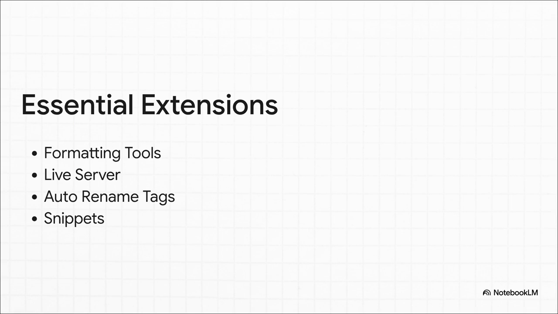Beyond AI, you definitely want to grab some extensions from the marketplace. A few quick essentials you'll want. Formatting tools to keep your code perfectly aligned. Live server previews so you can see your updates in real time in your browser. Auto-rename tags to instantly fix paired HTML tags. And code snippets, which lets you drop in massive pre-written chunks of code with a single keyword.